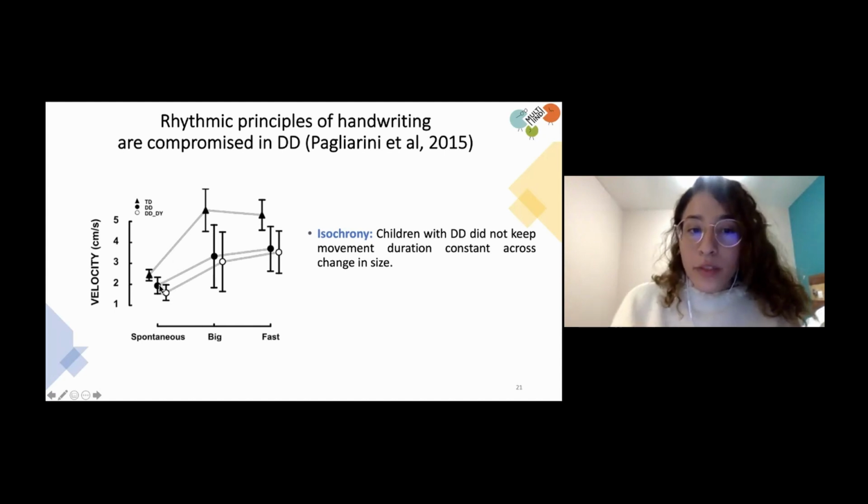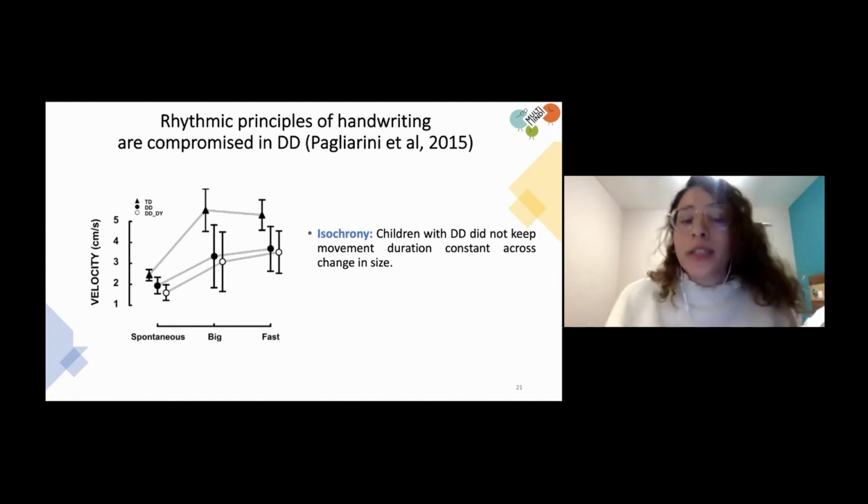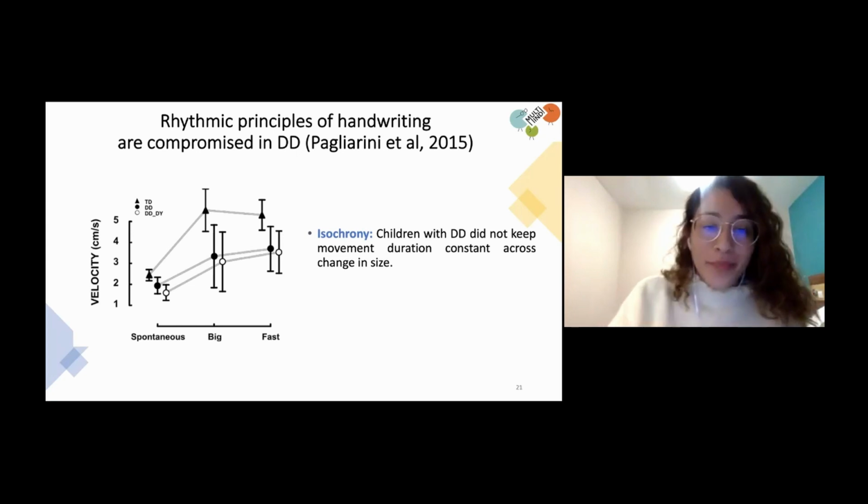If we look at individuals with dyslexia, which are the ones represented by the dark circles, we can see that they try to increase their speed when they write the word bigger, but it was much less. It was a much smaller increase compared to typical children. So they were not able to increase the speed as they increased the size of the word.